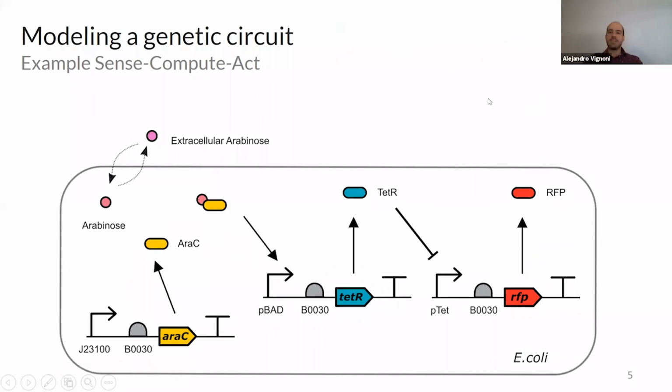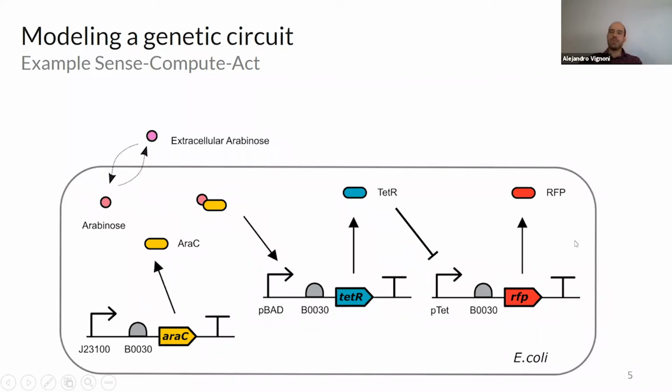I told you the circuit. Now let's see the implementation of this circuit in biological parts. We have in yellow, if you see the colors will be following up in the whole presentation. The yellow will be the sense part, blue is the compute, and red is the act.